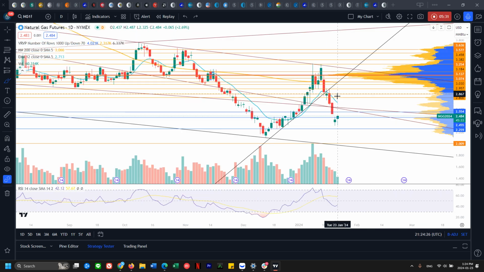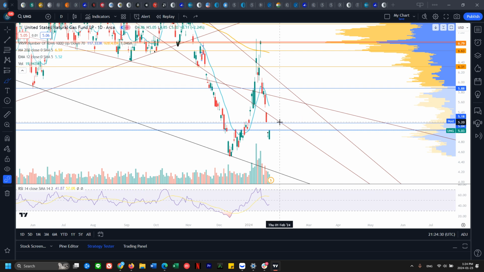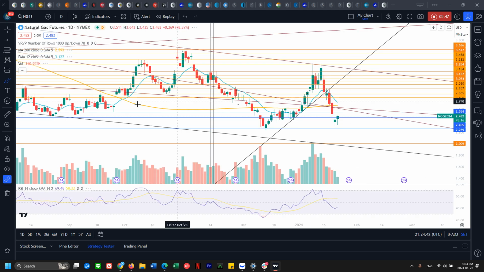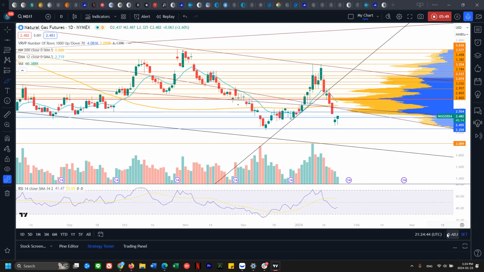And if natural gas comes up to that AR EMA 12, it's going to be at 2.55. And UNG will likely be testing this 5.2 level. If your chart looks a little different than mine, make sure you click the adjusted button. These are adjusted for contracts. Otherwise, your chart will look more like this if it's not adjusted for contracts.